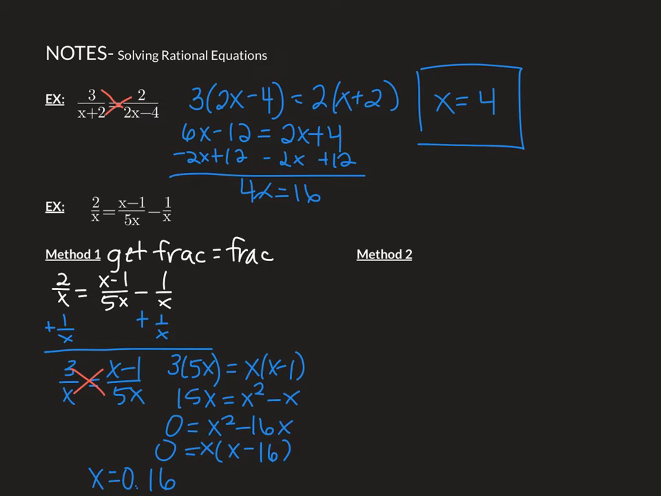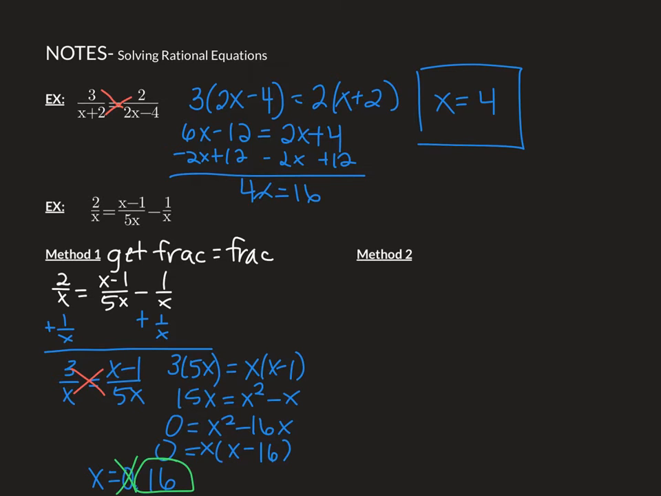But if I go back to the original equation and I look for my domain restrictions or my excluded values from any of these fractions, what would be one of my excluded values? Hopefully you said 0. 0 is actually an excluded value and therefore does not work as a solution. So my only solution is x equals 16. Okay, so make sure you're checking that it doesn't cause a problem with the domain restriction.